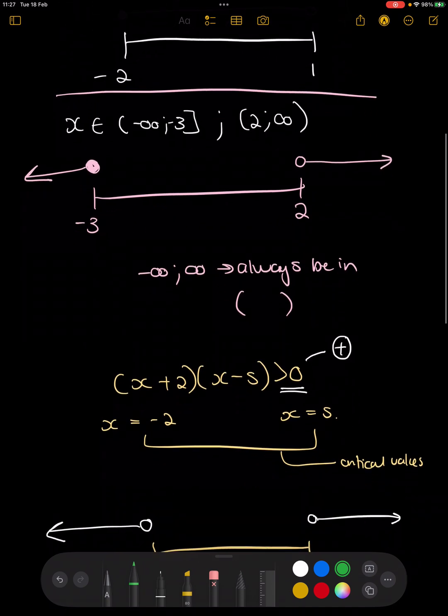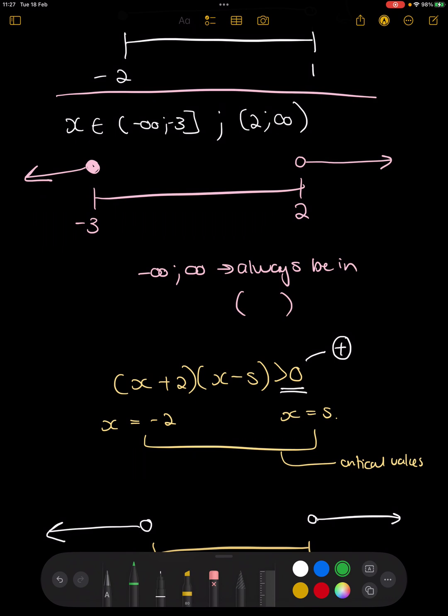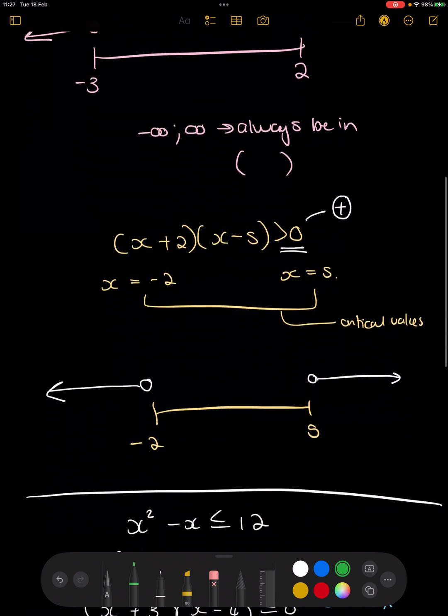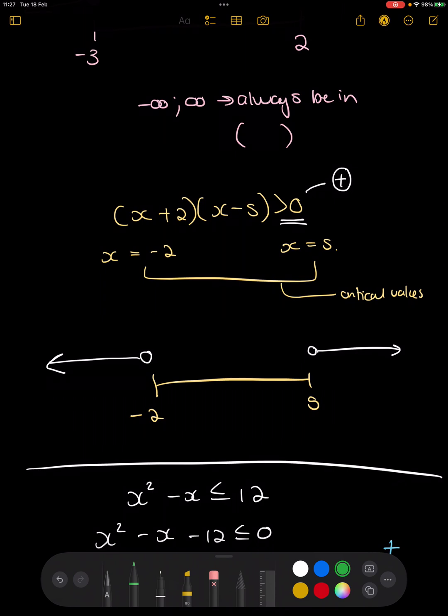All right, here's a second example. So x is an element of -infinity up to -3, where the -3 is included, and then again from 2 up to infinity, where 2 is not included. So it started at -infinity and ended at -3, so that's why it looks like that, the arrow pointing out to the left-hand side, and then again from 2 to positive infinity. Remember that your negative and positive infinity will always be in round brackets because you cannot define infinity.